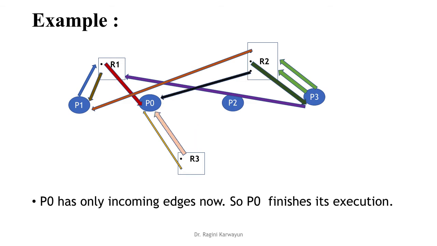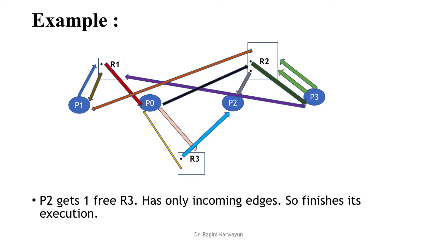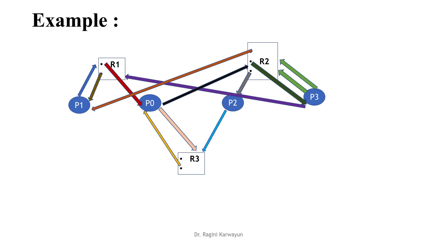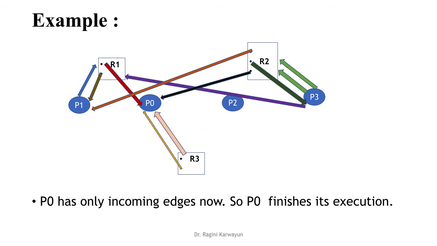Once P2 finishes execution, one instance of R3 and one instance of R2 get freed. So P2 has finished. Now this instance of R2 can be allocated to P0, and the instance that was freed can also be allocated to P0. So now P0 has all incoming edges, no outgoing edge from P0. So now P0 can finish its execution. First P2 was able to finish, then P0 has finished its execution.